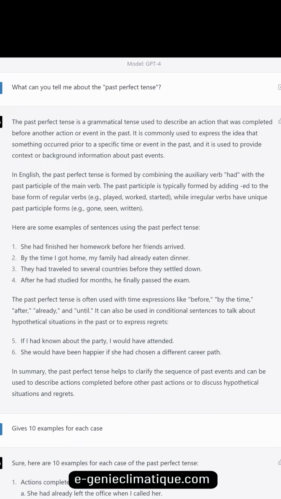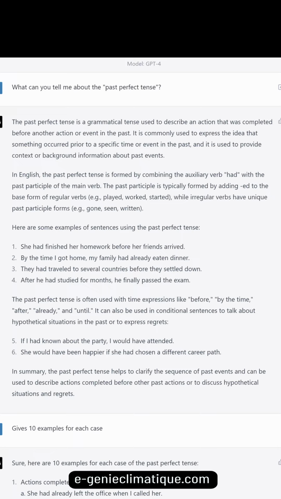Here are some examples of sentences using the past perfect tense. She had finished her homework before her friends arrived. By the time I got home, my family had already eaten dinner. They had traveled to several countries before they settled down. After he had studied for months, he finally passed the exam.